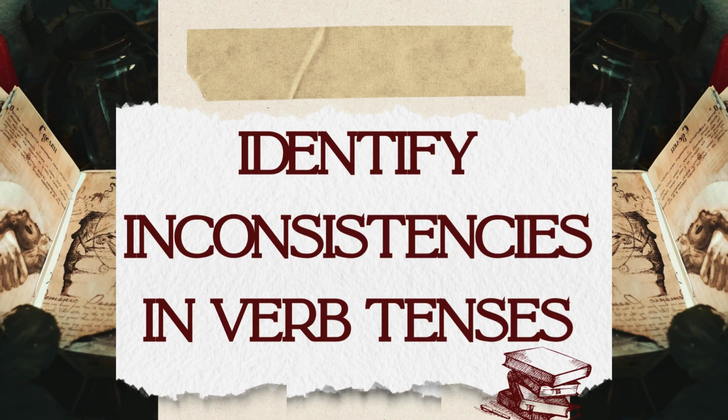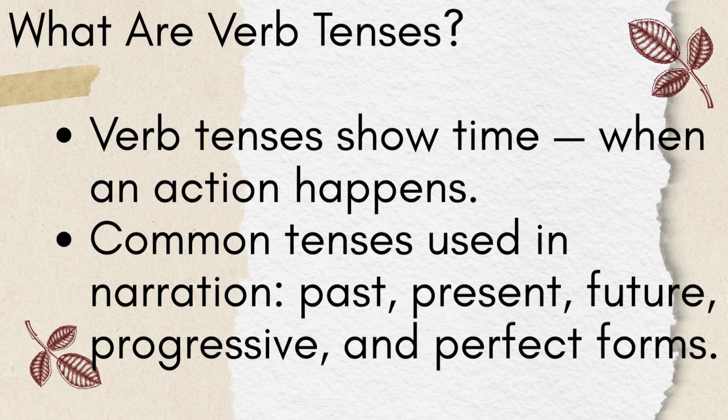Again, let's have a short recall of what verb tenses are. Verb tenses show time. Verb tenses tell when an action happens. It can be during the past, present, and even future. Common tenses used in storytelling, of course, are past, present, future, progressive, and perfect forms. And I want you to recall each verb tense's function and purpose.